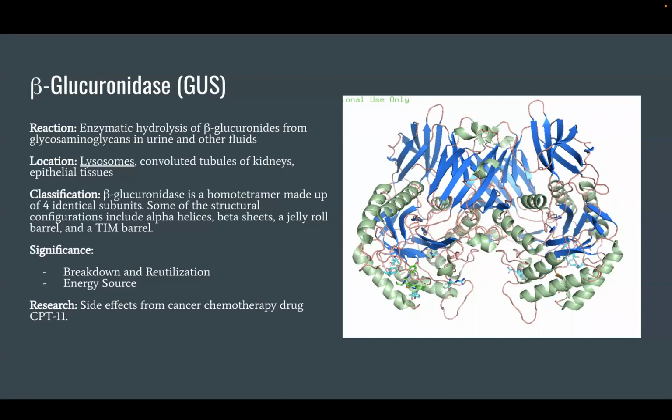Some research going on with our enzyme concerns the side effects from the cancer chemotherapy drug CPT11. This drug is also known as irinotecan and is activated and then converted to inactive SN38, which is then sent down to the GI tract. Here, glucuronic acid is removed by GUS, which consequently reactivates the SN38 into a toxin that causes damage to the epithelial lining and causes diarrhea.